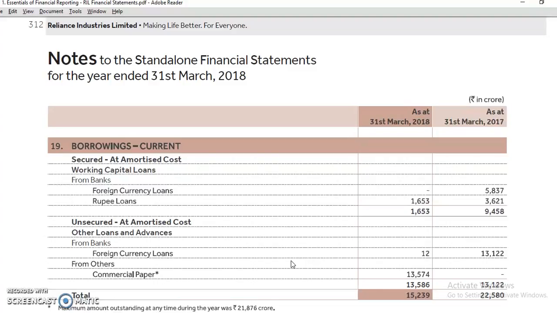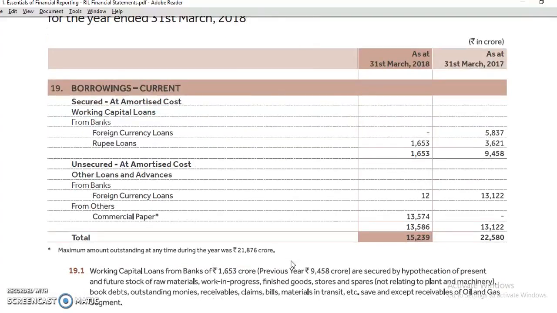We have non-current liabilities, which are not going to be settled within the coming 12 months. Now we are looking at the current liabilities. So the company has secured borrowings, which they expect to repay within 12 months, rupee loans, foreign currency loans from banks, and some unsecured loans from banks and from others, meaning commercial papers.